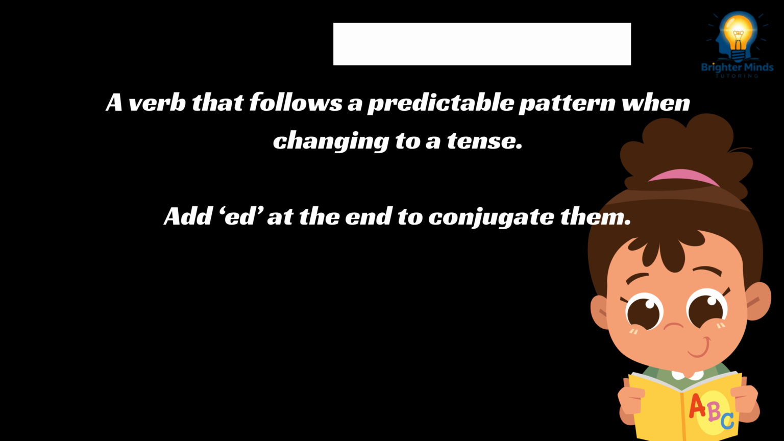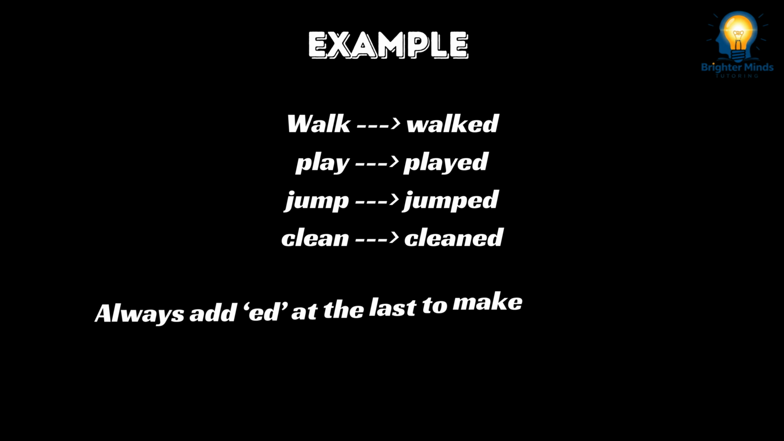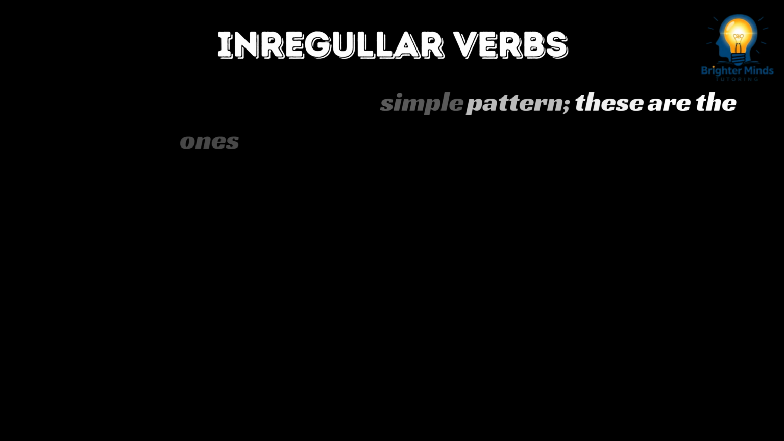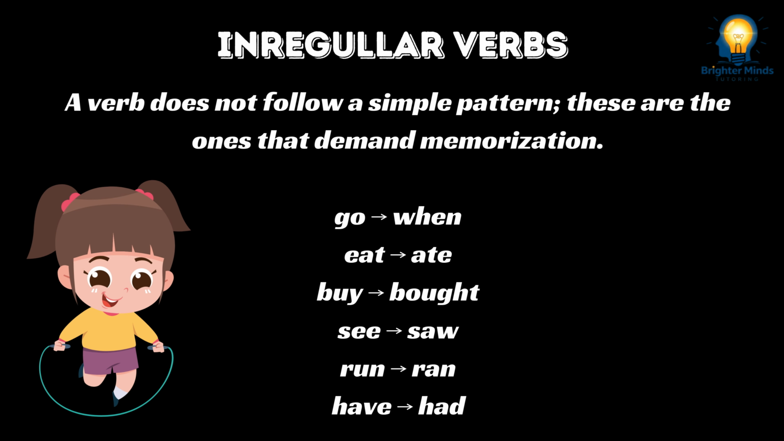For example, walk will be walked, play will be played, jump will be jumped, and clean will be cleaned. So if you know the base form, you can easily make it past tense by adding ed. But irregular verbs break the rule. They change completely, and you just have to memorize them.